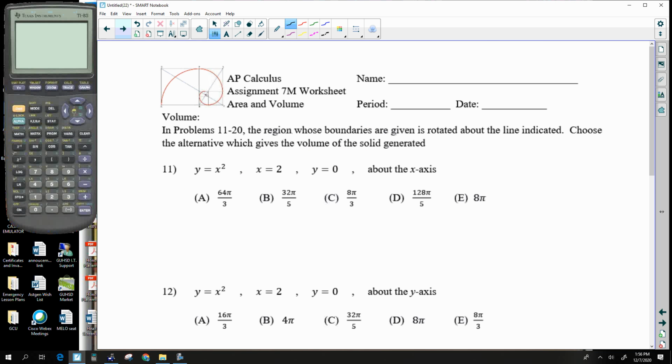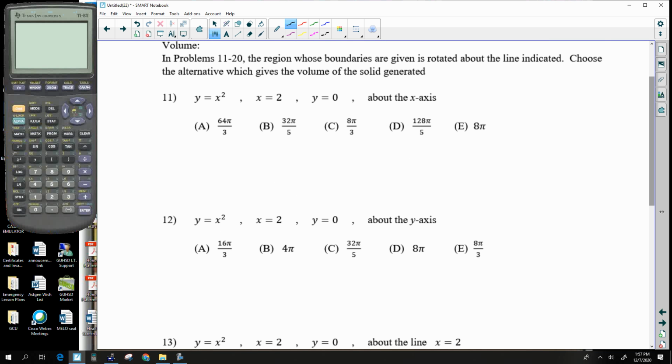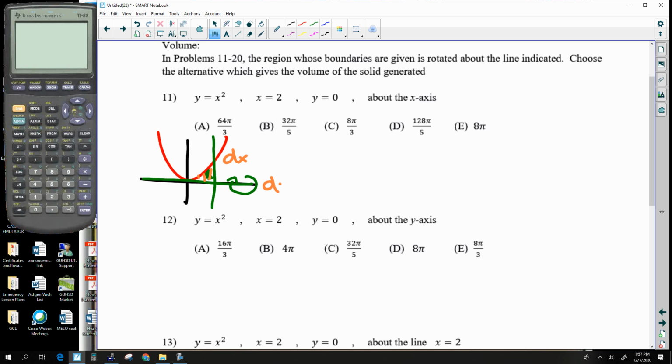Volume now. All right, so we have y is equal to x squared, x is equal to 2, y is equal to 0, about the x. All right, so I'm going to integrate this up and down, which is a dx. Rotation about the x is a dx. So this is going to be the disk method. This is the pi r squared method.